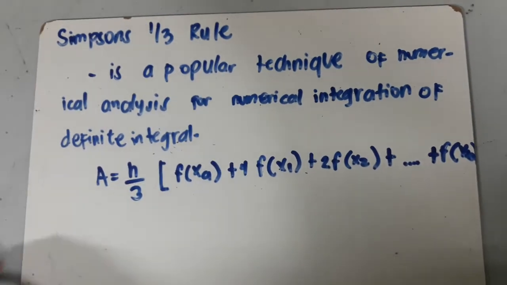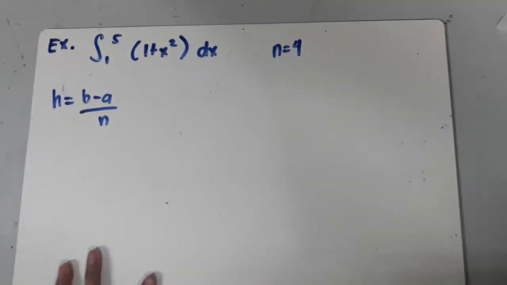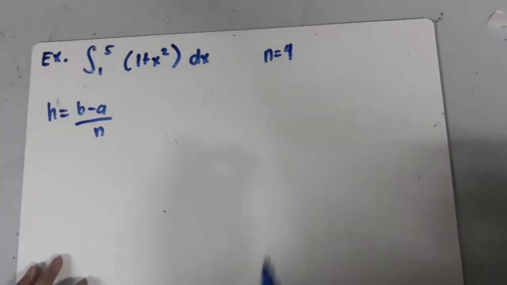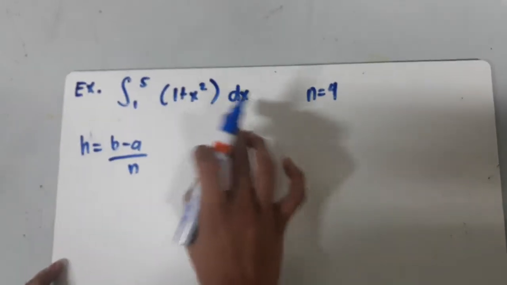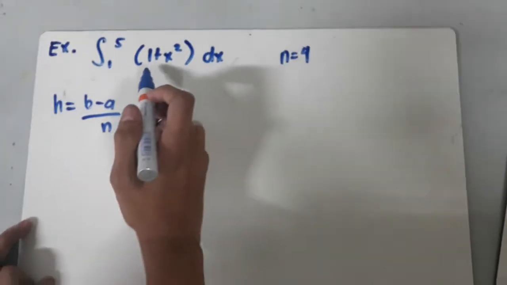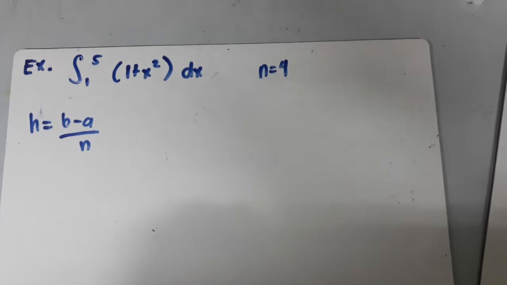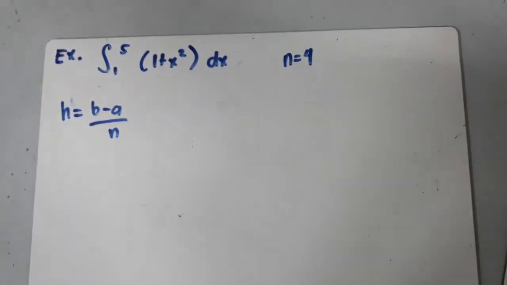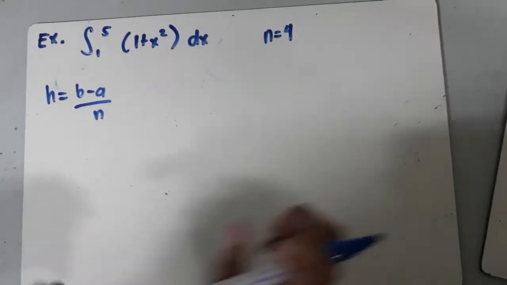So let's have an example. The example that I use is the example that I already used for the trapezoidal rule. So we have the integral of the function 1 plus x squared, with a lower limit of 1 and an upper limit of 5. And we have an n, which is the number of approximating trapezoids. First we have to compute the step size.